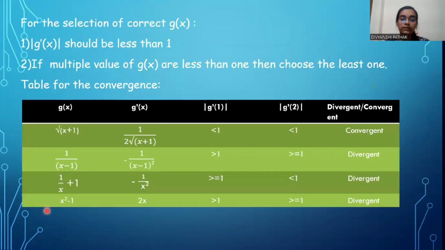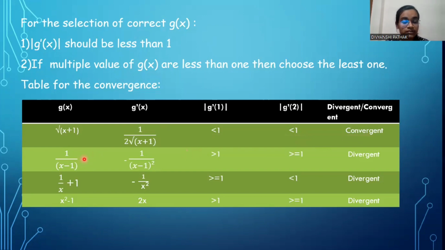Now this is the table for convergence. For the first g of x, square root of x plus 1, if we substitute 1 in it, its value will be less than 1. And if we substitute 2 in it, its value is again less than 1. So for both the cases, the value is less than 1. Hence, this is the case for convergence.